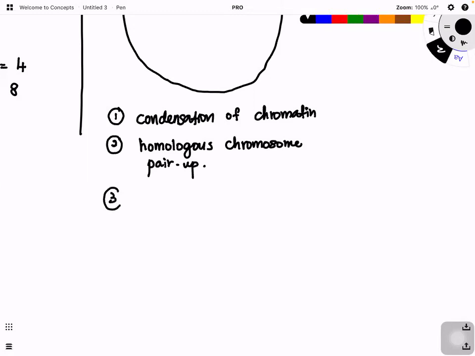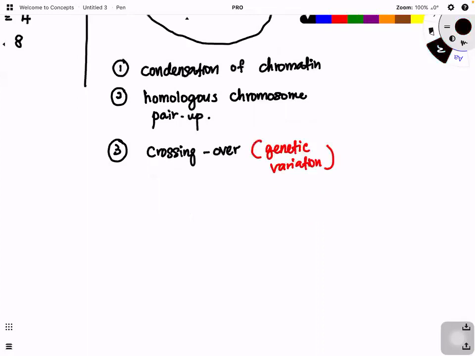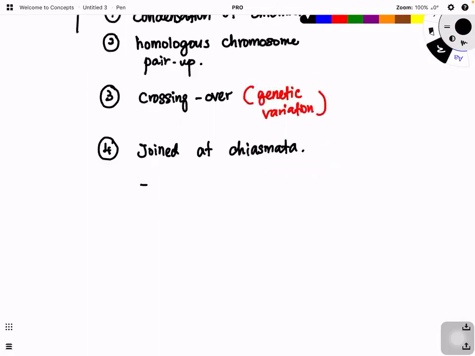So once they pair up, they can carry out what we call crossing over. Crossing over is the one that actually gives us the genetic variation later. I will explain in detail later. So when crossing over has taken place, the homologous chromosomes join together. They join at where? They join at chiasmata, forming what we call the bivalent or tetrads.